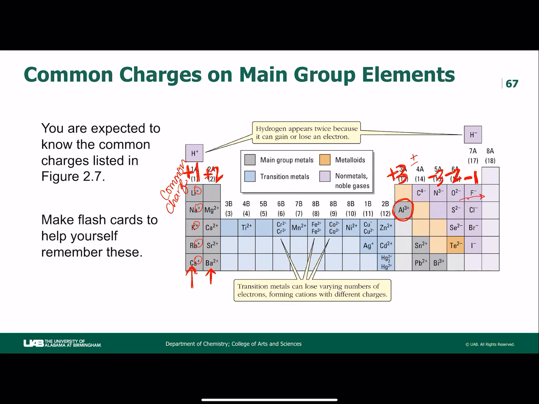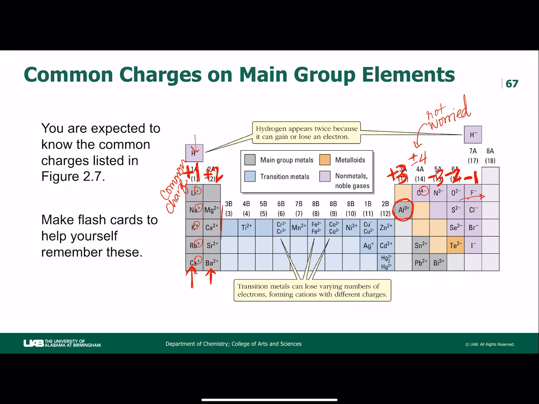And carbon actually could gain or lose 4. That says 4-, but it could gain or lose 4. So we're not going to worry much here. We're not worried that much about carbon. Carbon gets its own class. You can worry about carbon when you get to organic. You are responsible for knowing all of these common charges that I have written across the top, with the exception of that carbon column.